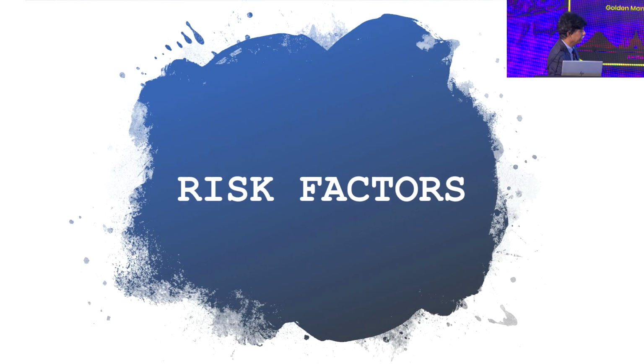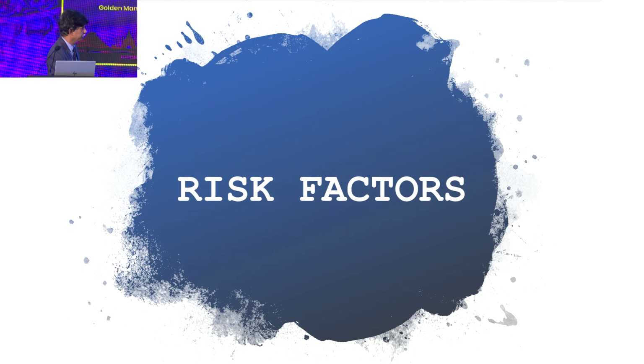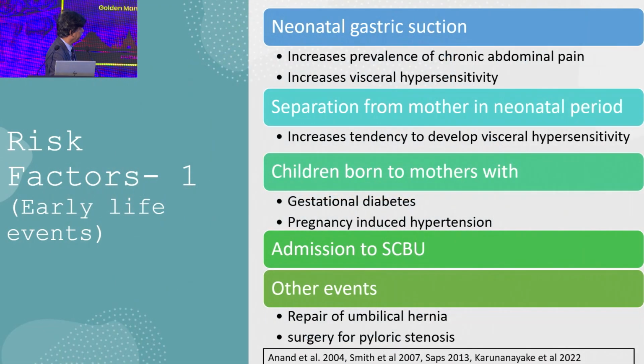So what are the risk factors for this enigmatic disorder? We have several risk factors that have been identified. Increased neonatal gastric suction, we would never think something like that causes abdominal pain in children, but you see, it can lead to abdominal pain. Separation from mother in the neonatal period is a known risk factor, and a child born to a mother with gestational diabetes or pregnancy-induced hypertension is known to have problems.